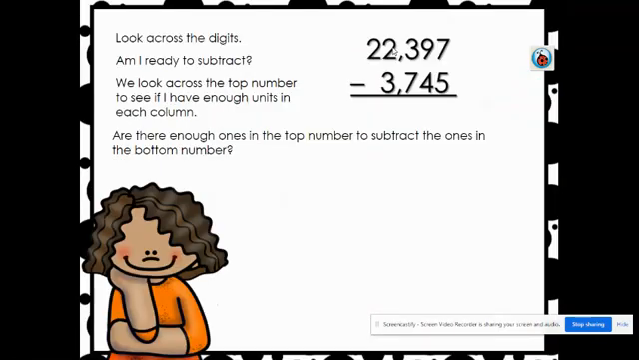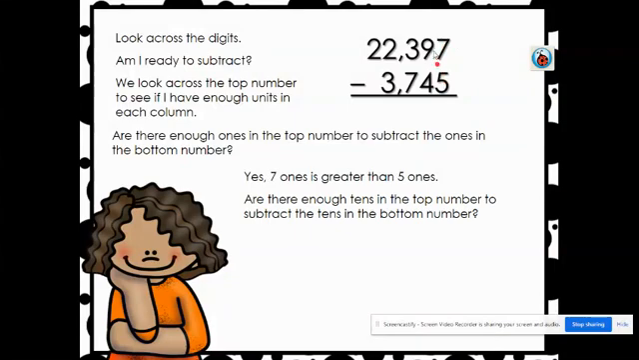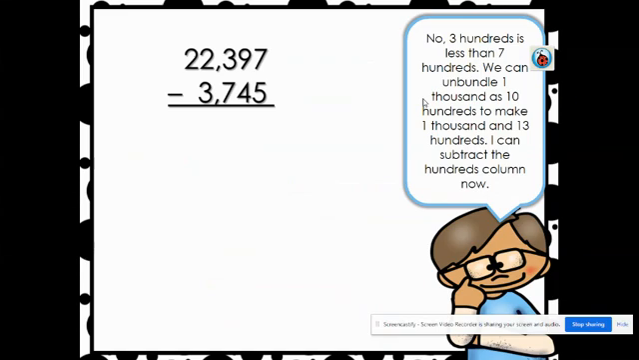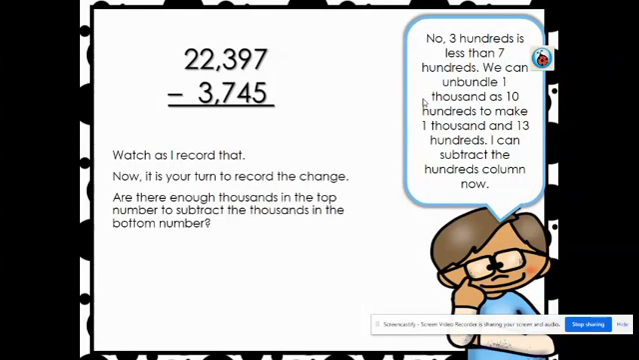Okay, so let's look at this. I've got 7 minus 5. Can I do 7 minus 5? Yes, I can do 7 minus 5, so I'm good to go to my next place value. I've got 9 minus 4. Can I do 9 minus 4? Yes, so I can go ahead and go to my next place value. 3 minus 7. Whoa, stop in the hundreds place. Because in the hundreds place, I cannot do 3 minus 7. 7 is definitely bigger than 3, and so I need to change the hundreds place.